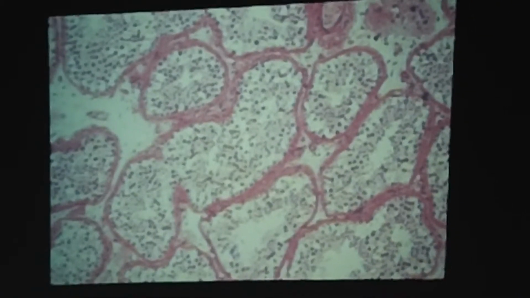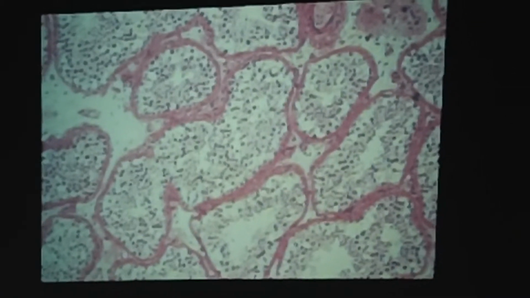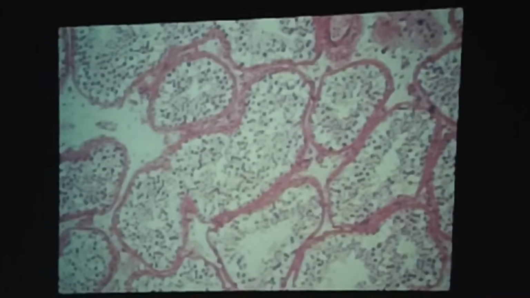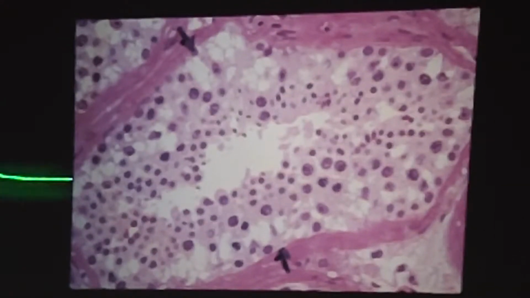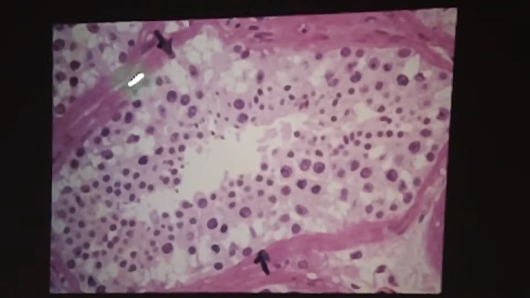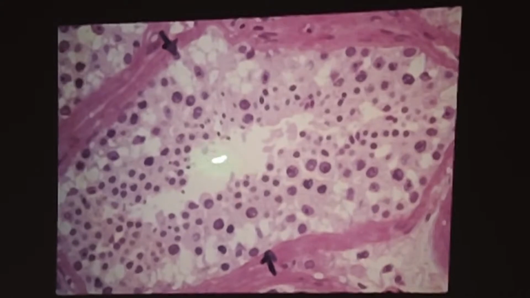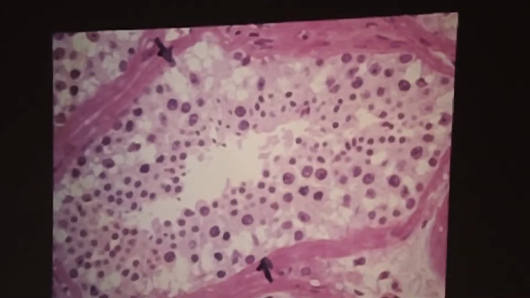Yeah, the interstitial cells of Leydig, producing testosterone. Let's go a little higher power I believe I have here. So you can see that basement membrane and those myoid cells that surround it. See the lumen of the seminiferous tubule.